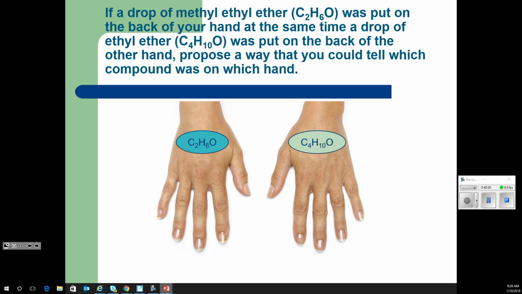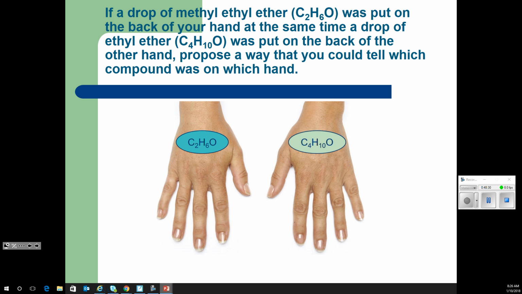How would I tell which one would go to gas faster? They're both alcohols, so that's going to be the same. Thinking of Graham's law, which one moves faster? Something that's heavier or something that's lighter? Lighter. Lighter will move faster. So looking at this, I've got 2 carbons versus 4 carbons, 6 hydrogens versus 10 hydrogens. Which one's going to be lighter?